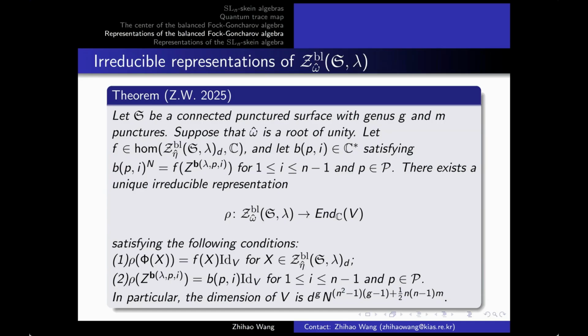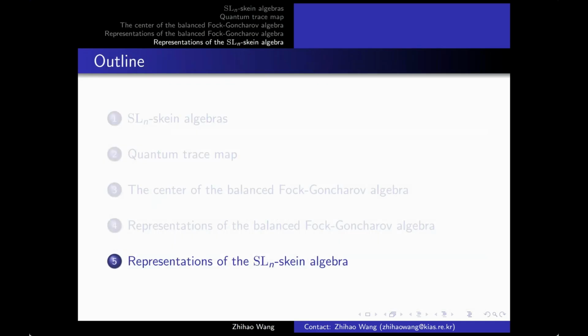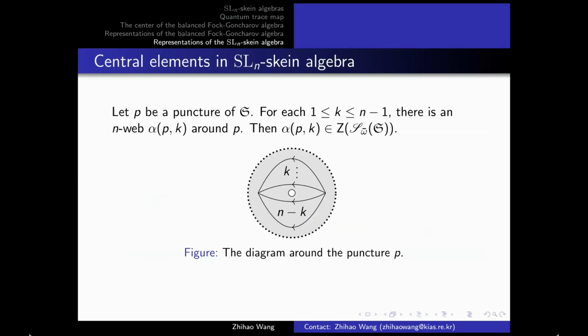Okay, so now let's look at the representation theory of the SL1 skein. I will try to speed up a little bit. Okay, so for every puncture P, I think maybe we have 6 or 7 slides left. You have plenty of time. I have plenty of time. Okay, if so, then we'll just keep it the normal speed.